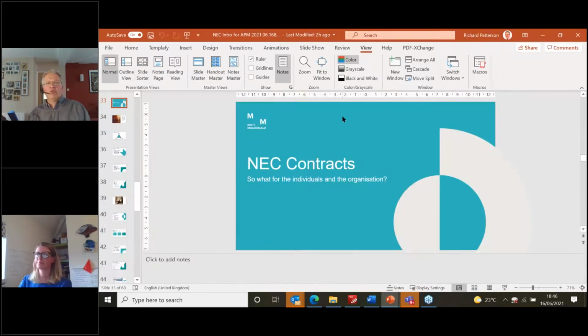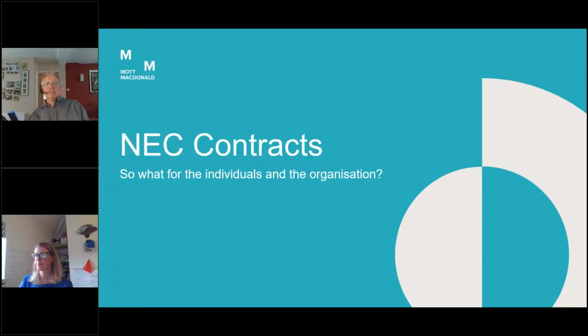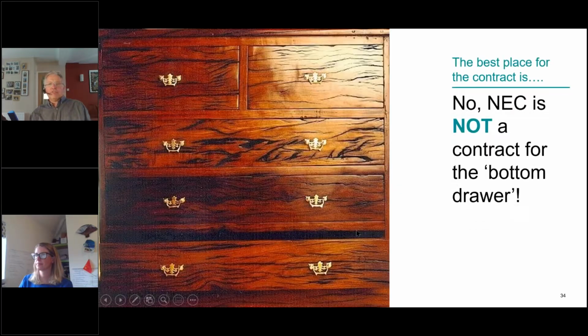So the next question was, so what, in simplistic terms, for individuals and the organisation. Firstly, it took me a long while to find that. That's a picture of an open bottom drawer. NEC is not a contract for the bottom drawer. You've got to get it on your desk, turn the pages and use it. Seeing as I've got the video there, I think you can see my copy of the old NEC 3. It's been well used.